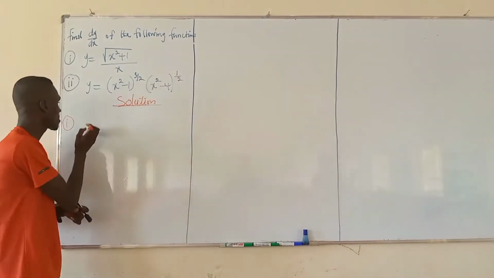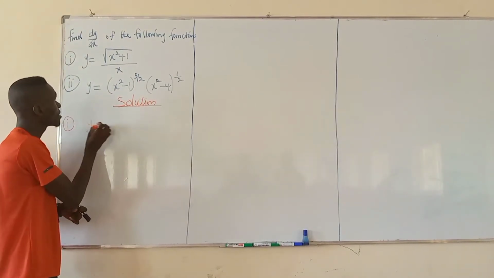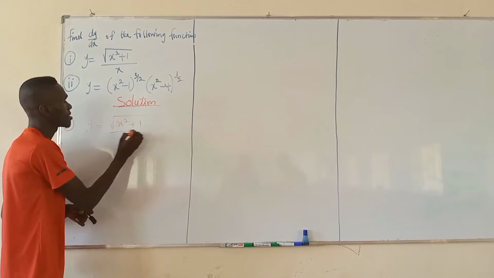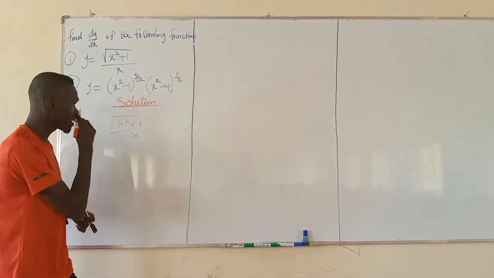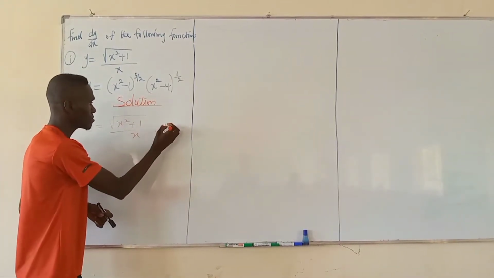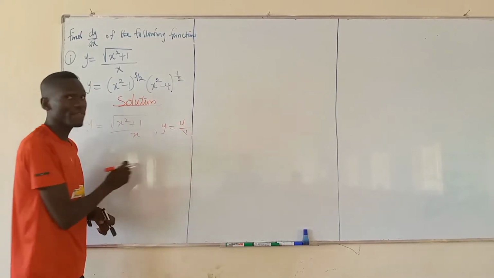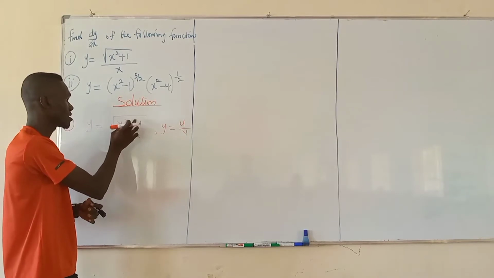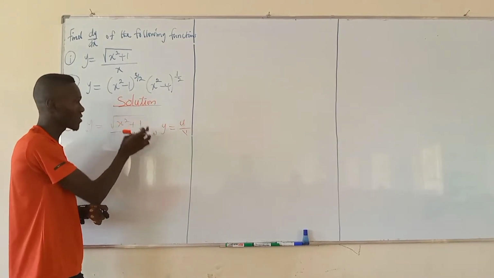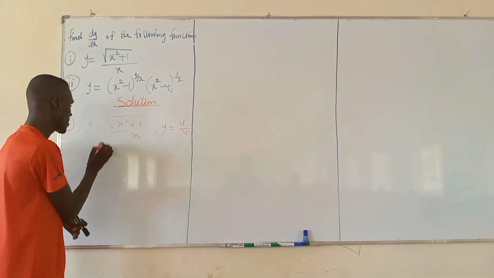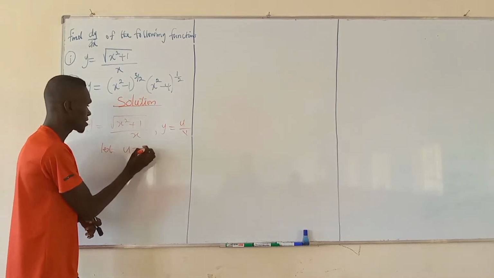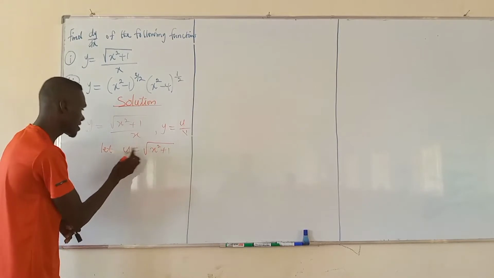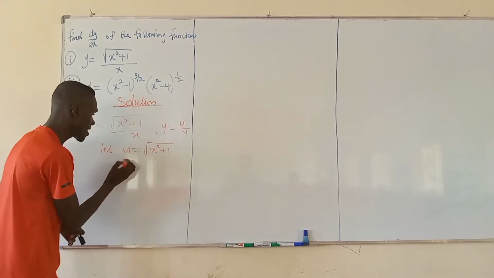Starting with the first one, which is y equals the square root of x squared plus 1, over x. You all know that this is in the form y equals u over v, which is what? The quotient rule. We let our u be the root of x squared plus 1 and we let our v be x. So let u equal the square root of x squared plus 1. Then if this is our u, our du/dx is what?